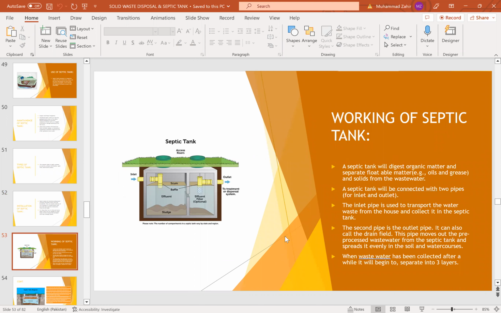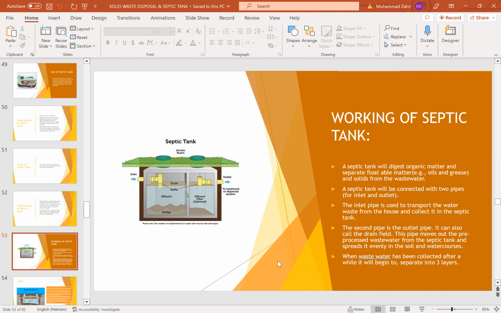So the septic tank will digest organic material and separate floatable matter, oil and grease, and solids from the wastewater. A septic tank will be connected with two pipes, inlet and outlet. The inlet pipe is used to transport the wastewater from the house and collect it into the septic tank. The second pipe is the outlet pipe. It can also be called the drain field pipe. This pipe moves out the processed wastewater from the septic tank and spreads it evenly in the soil and water courses.